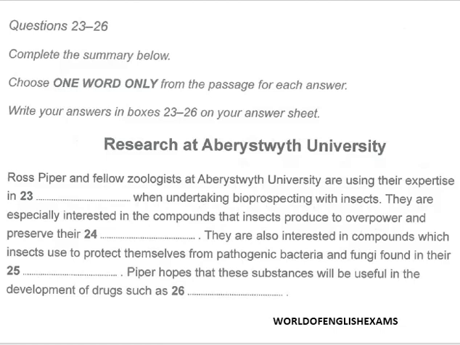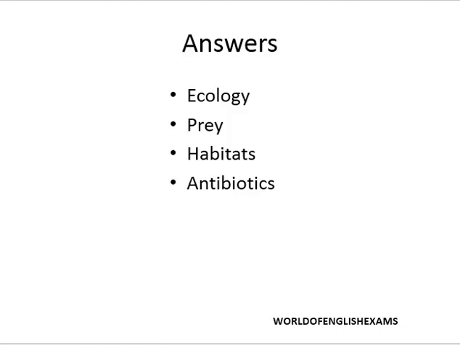So this is it, guys. That is how you need to answer summary completion questions, and this is the answer key. Ecology, prey, habitats and antibiotics. So this is how you will complete answering the questions in the third reading test from Cambridge IELTS 14 Academic.